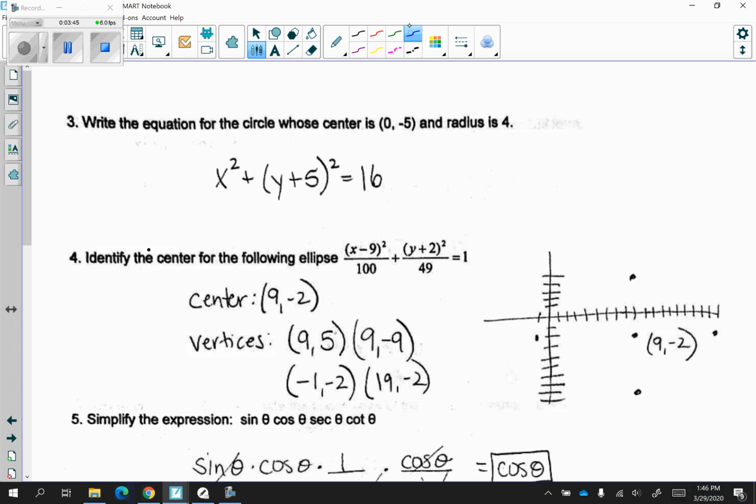So I first graphed my center, which is (9, -2), and then I went up, down, left, right, according to my numbers in the bottom. The square root of 100 is 10, the square root of 49 is 7. Meaning I went up 7, down 7, I went left 10, right 10, and I was able to find my vertices.